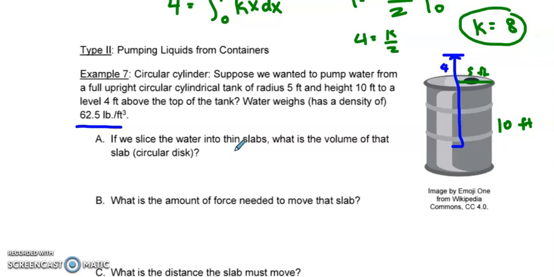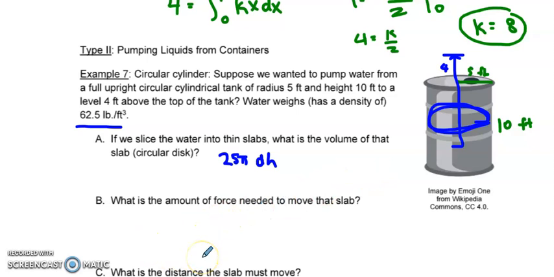First of all, we're going to slice up the water into thin slabs, and each slab will basically be one cutout here. So it'll be a circular slab, and they want to know the volume of that circular disc. So basically, to get volume, you need area times height. So the area is pi r squared, which is 25 pi, and then we'll call the height dh for the small little difference in height.